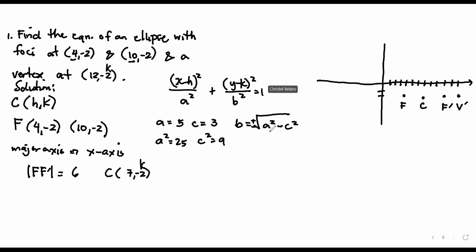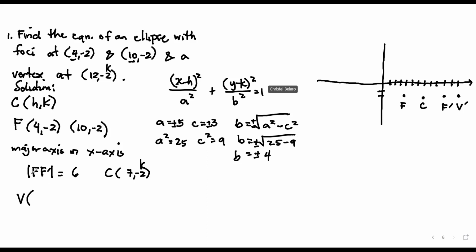So we will have positive, negative. So B is the square root of 25 minus 9. 25 minus 9 is 16. The square root of 16 is 4. So the value of B is positive, negative 4.